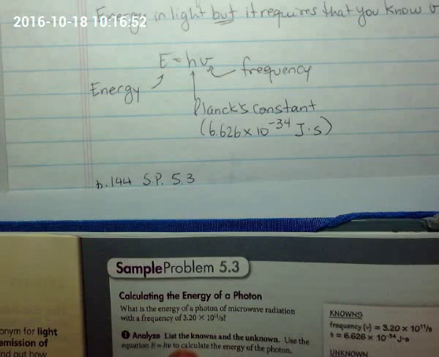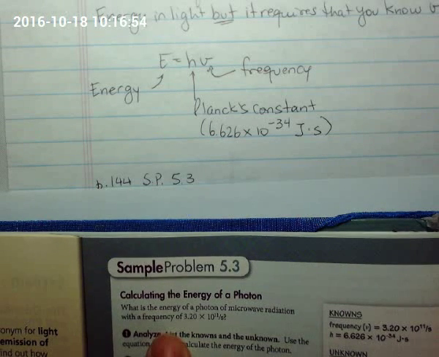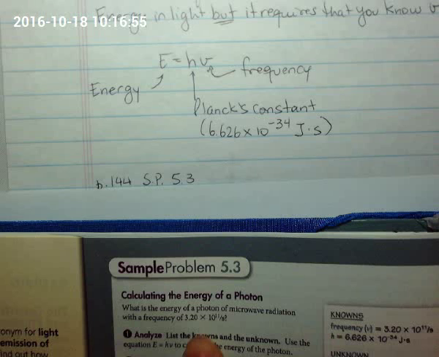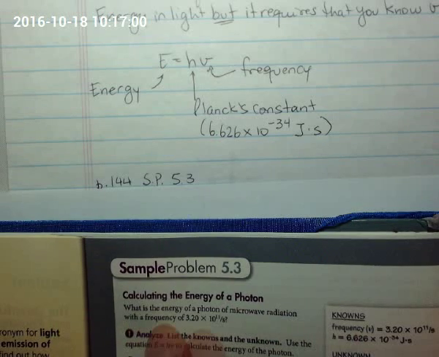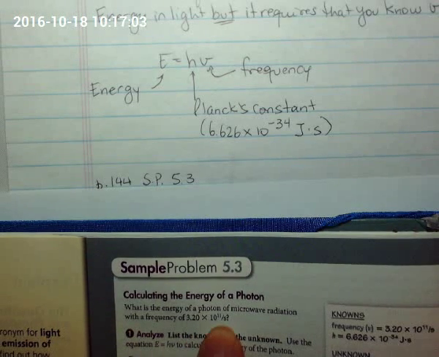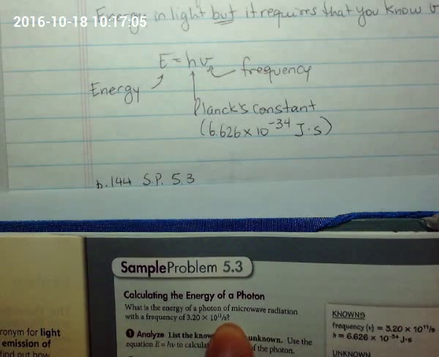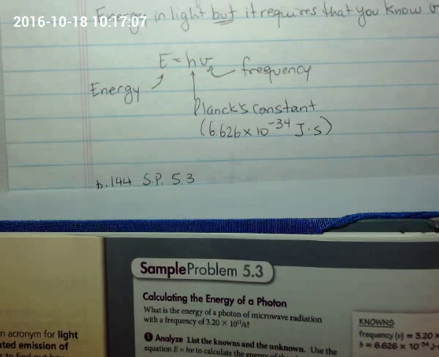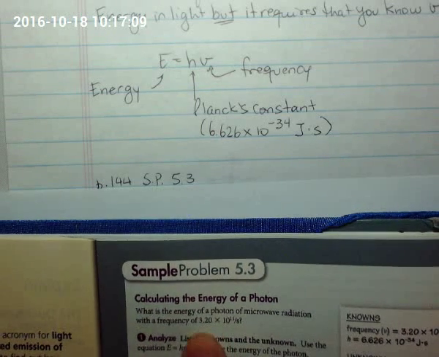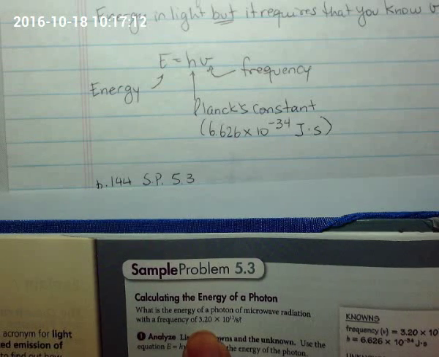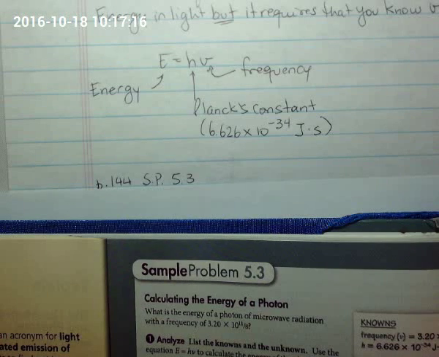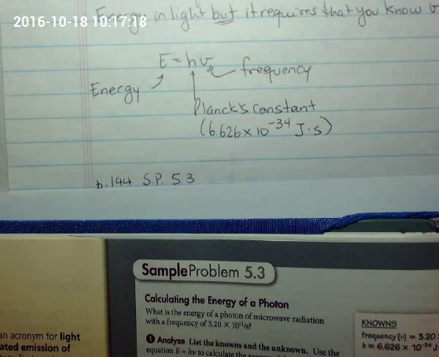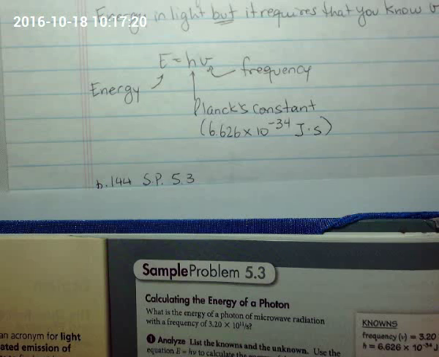So sample problem 5.3, I don't know if it's necessarily on the screen, but again, you have the book in front of you, you can read it out of the book. It asks, what's the energy of a photon of microwave with a frequency of 3.20 times 10 to the 11th reciprocal seconds? Or hertz, the same unit. All right? So guess what I do? For this particular question, again, I start by writing the equation. I look at the word problem and I ask myself, what are they giving me? What do they want?